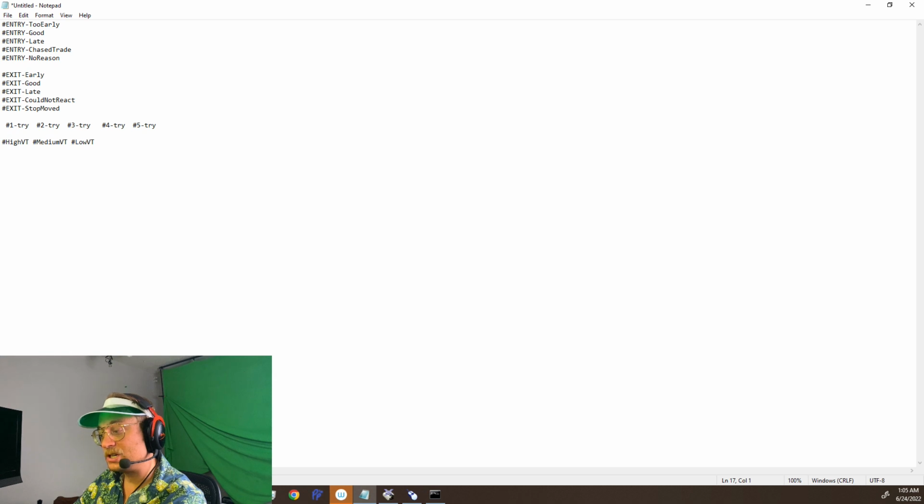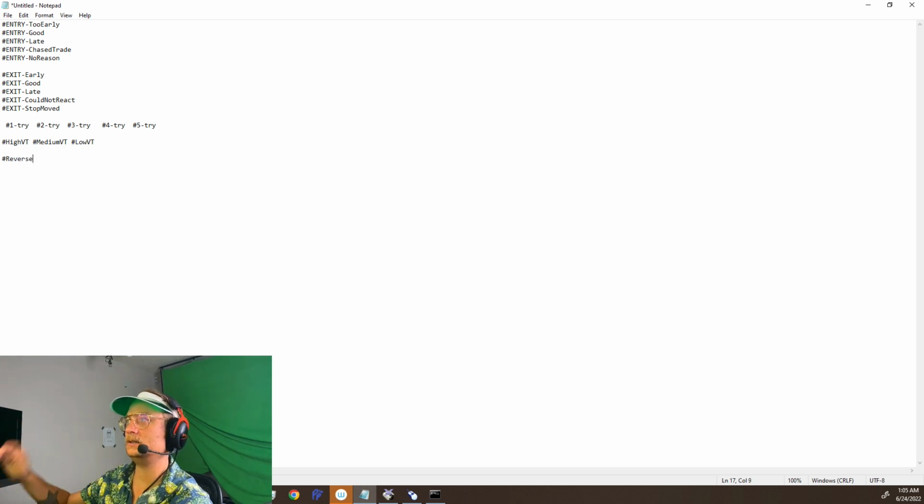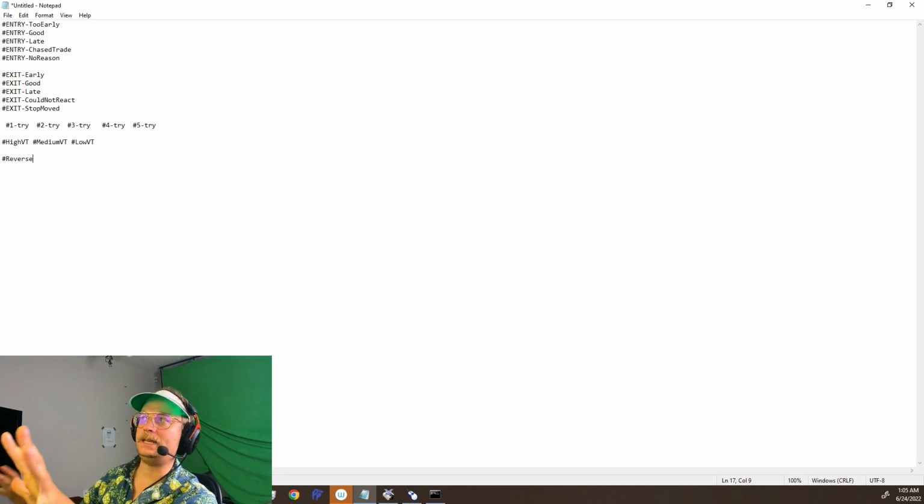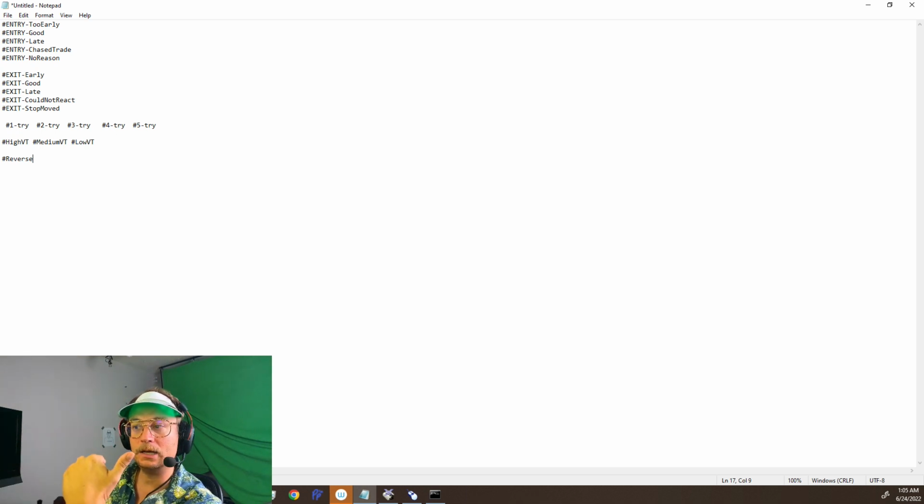One tag I suggest everybody use is the reverse tag. This right here. Not like that. I obviously don't have it. I have these programmed to hotkeys. This one isn't. I've kind of adjusted my hotkeys. But what does this mean? So if I get long and then the trade's not working, I cut it, and then I immediately get short on the second try, that means I reverse the position.